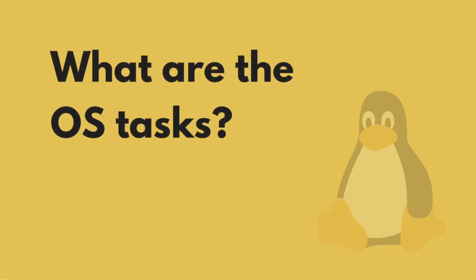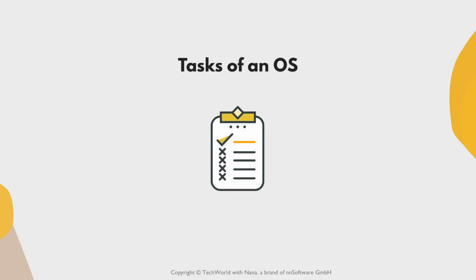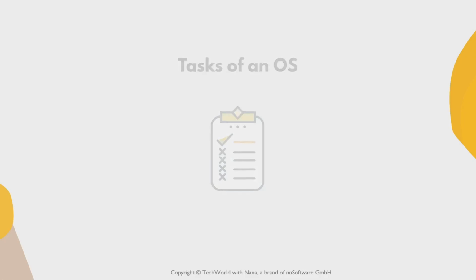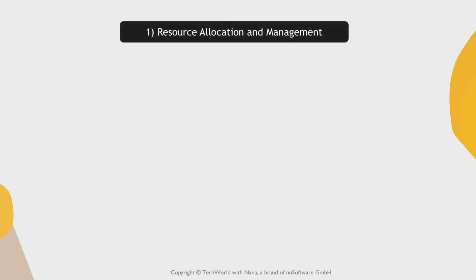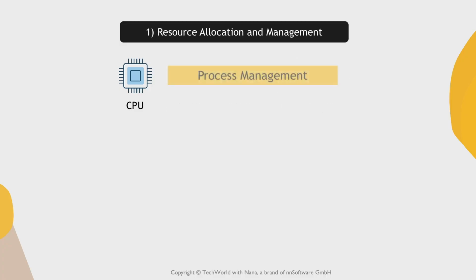Now let's see a bit closer what are the tasks of an operating system. And this can be grouped into several categories. First of all, operating system is responsible for allocating and managing the hardware resources like CPU, memory, storage, and input-output devices. So the first one is process management. That's managing the CPU resources.